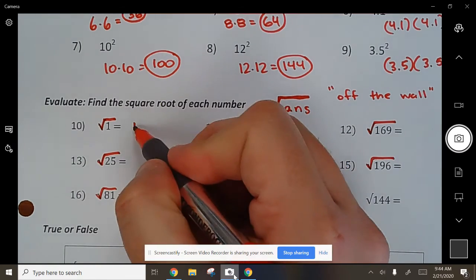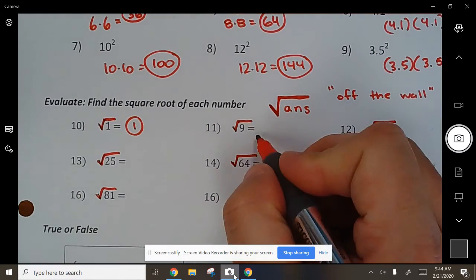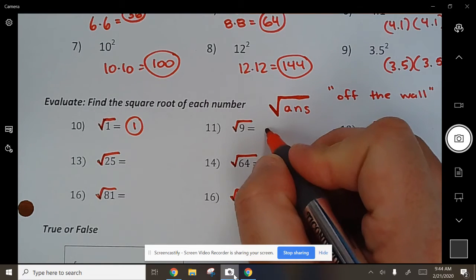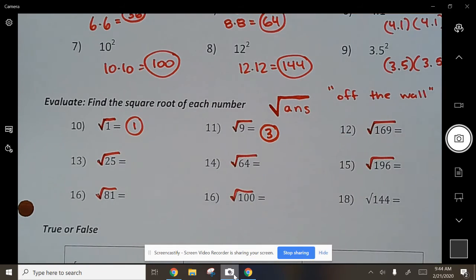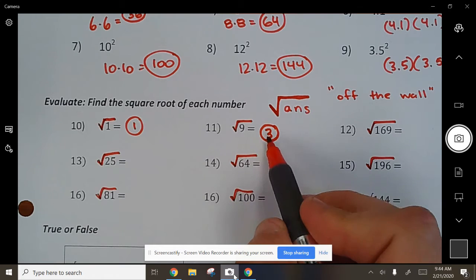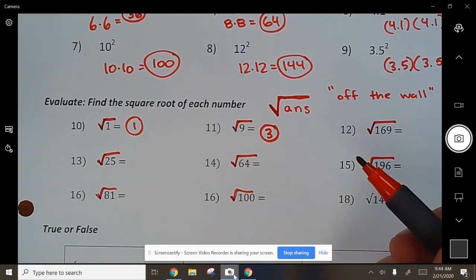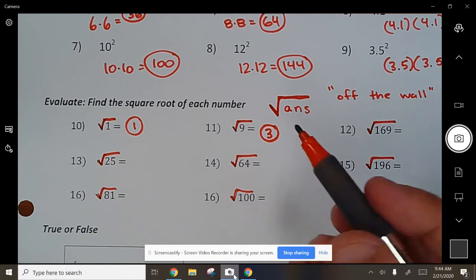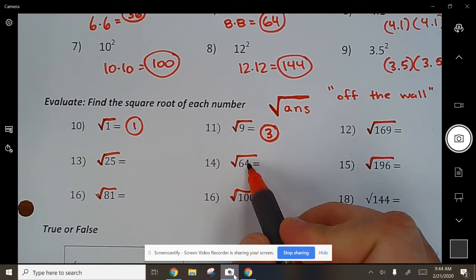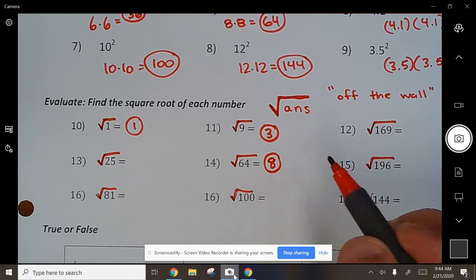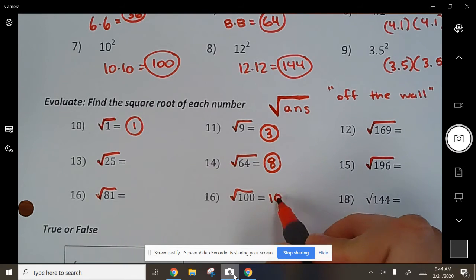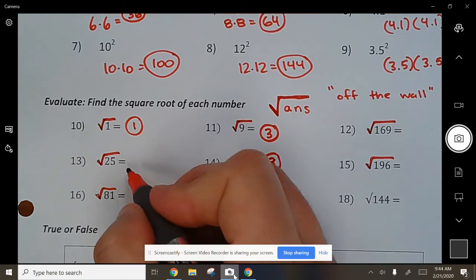1 times 1 equals 1. What number times itself equals 9? 3. So the answer is 3. The square root of 9 is 3. You got to start sensing the pattern, figuring this out on your own. The square root of 64. What number times itself equals 64? Okay, the square root of 100. Square root of 25.